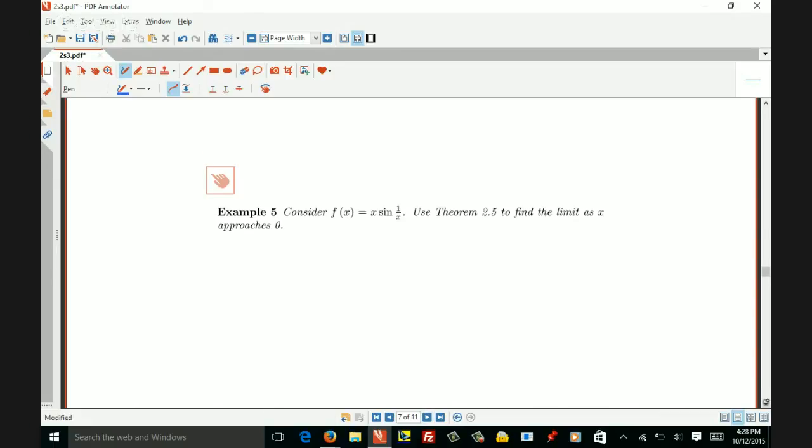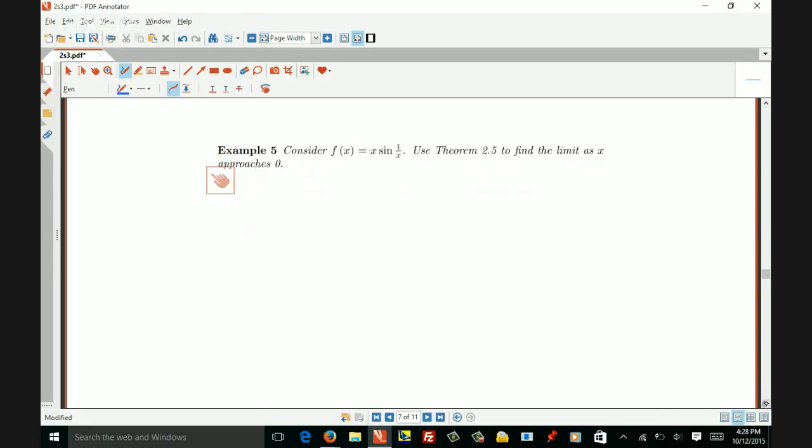Okay, let's look at an example. Consider the function f of x equals x sine 1 over x. Use theorem 2.5 to find the limit as x approaches 0.